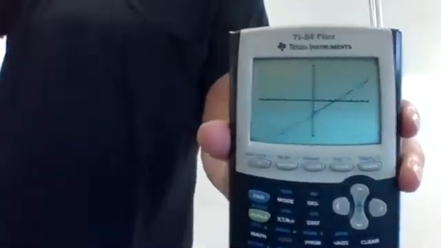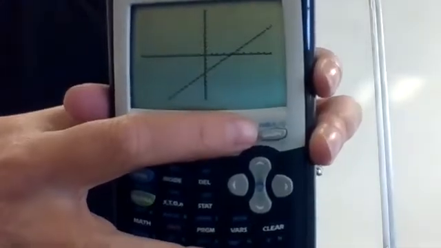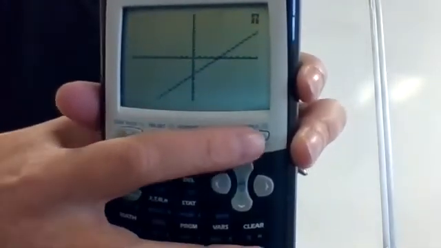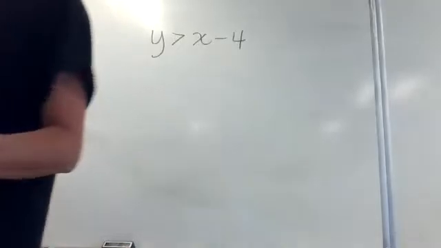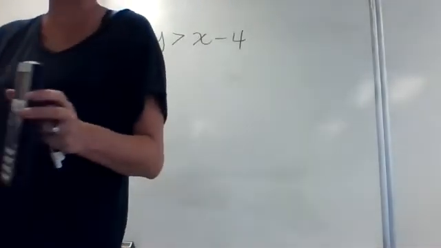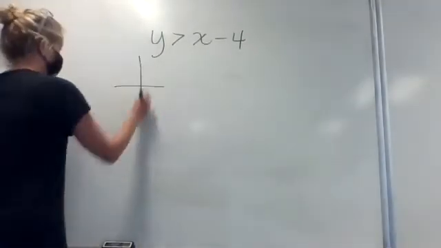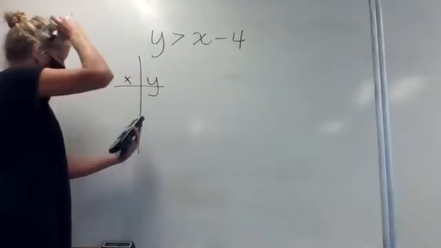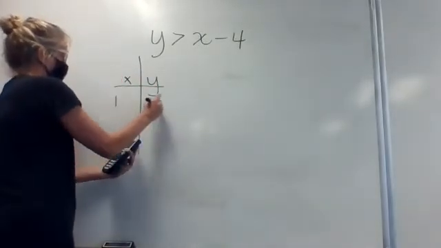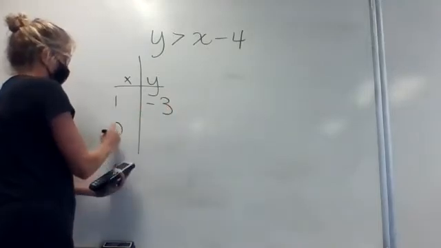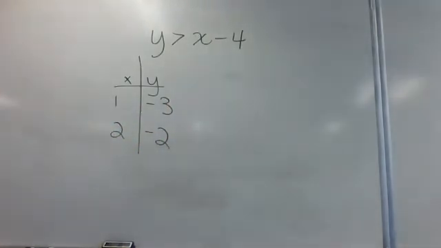Now, I need 2 points from this line. Remember where to find points. You want to be up on this table function. So you need to hit second table. And then just choose any of those 2 points that you want. It makes no difference. So I'll just choose 1, -3, and 2, -2. Again, it makes no difference which points you choose.